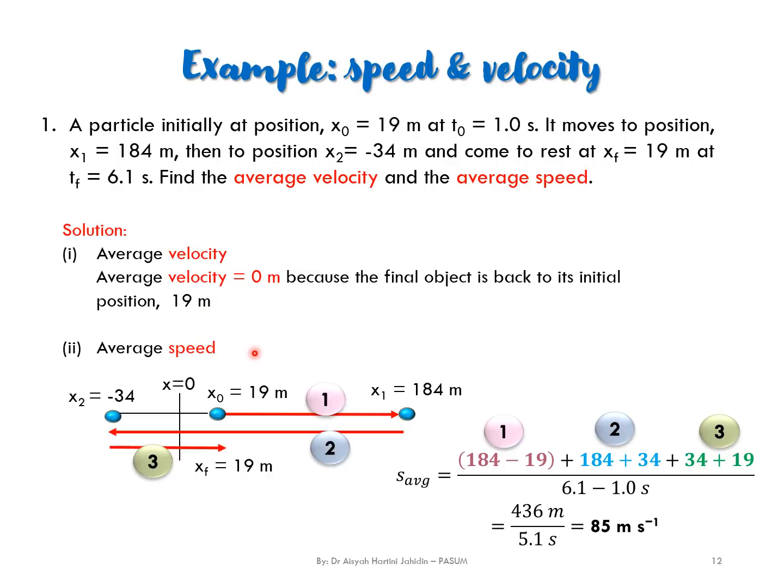For the average speed, it is easier if you sketch as shown in this figure. To find the average speed, we need to find the total distance of the motion and divide by the time interval. So we get the average speed as 85 meters per second.